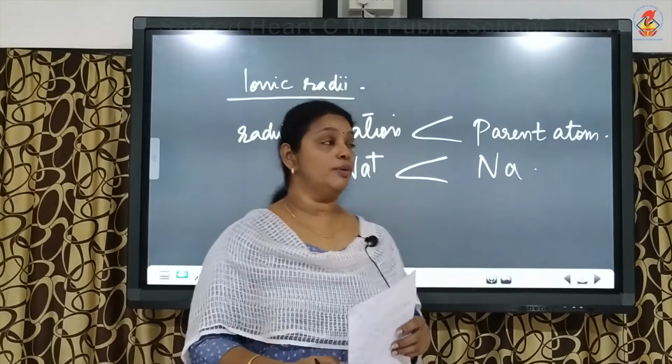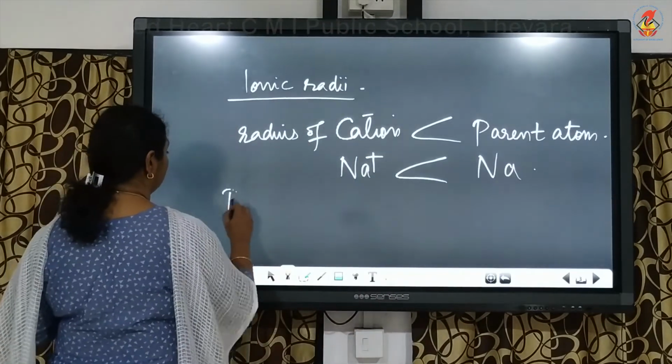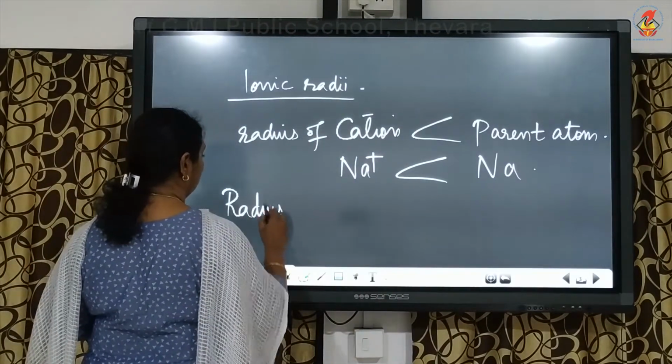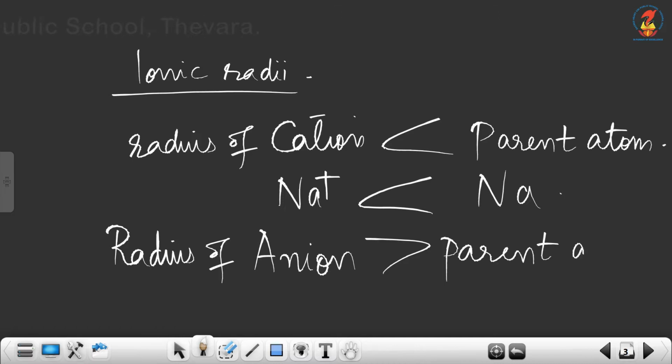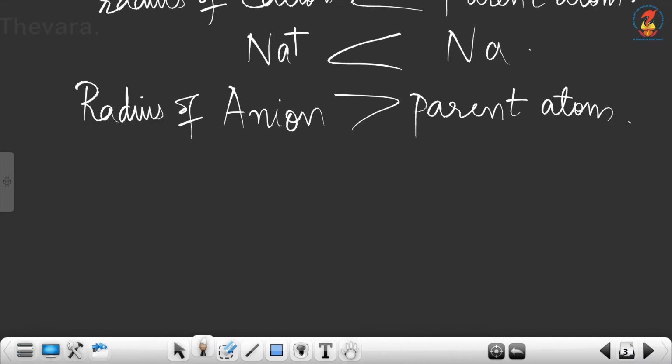Okay, now next question. Radius of anion is greater than its parent atom. Or you can say anion, for example, Cl minus, Br minus, F minus, I minus, size is greater than the parent atom. The parent atom of Cl minus is chlorine. Now, how is an anion formed? Anion is formed by gaining one or more electron.